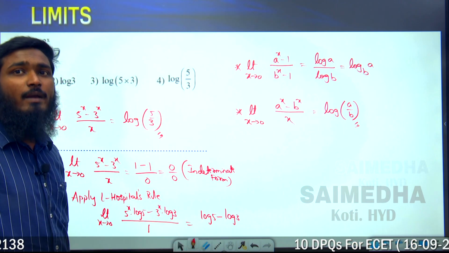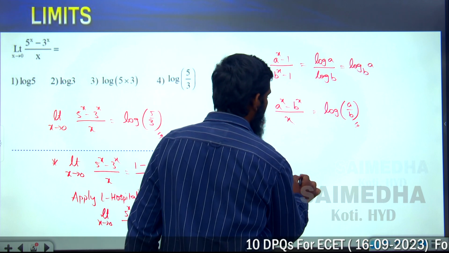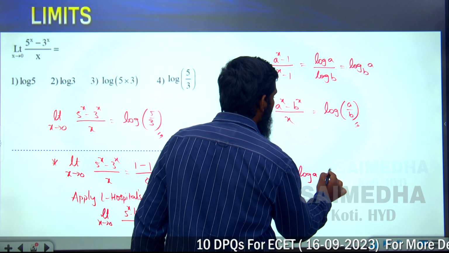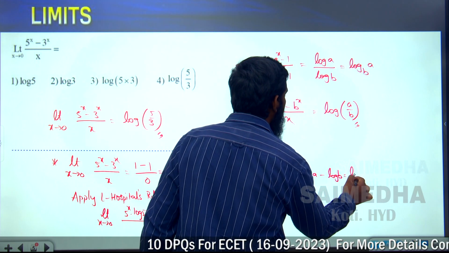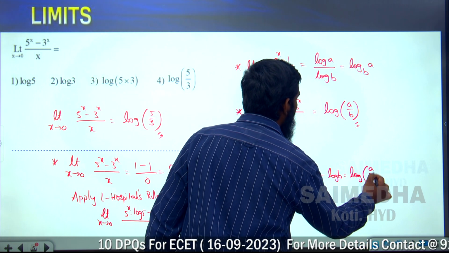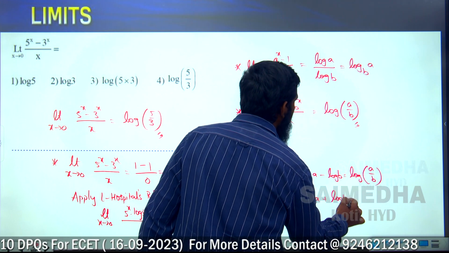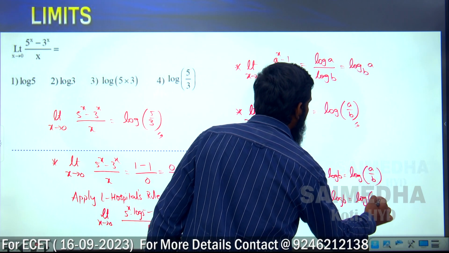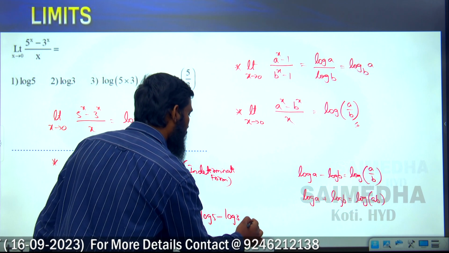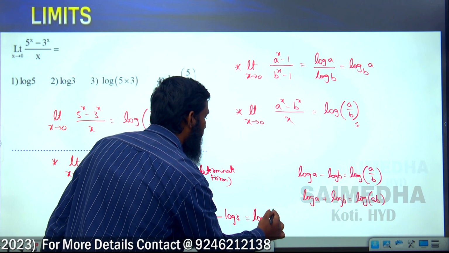Now it is looking like log a minus log b. What is the formula for log a minus log b? Log a minus log b is equal to log a by b. Similarly, log a plus log b is equal to log a into b. So we write this part as log 5 by 3.